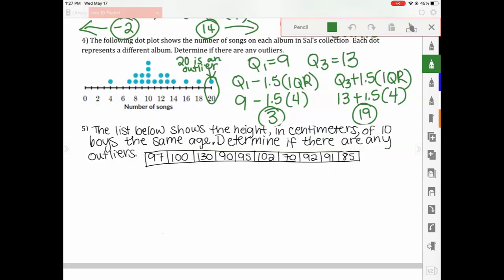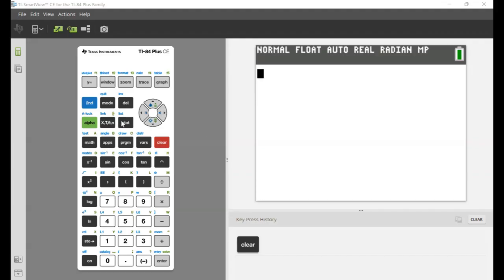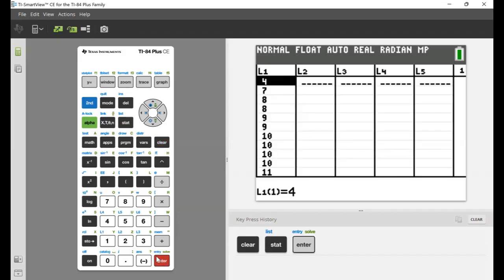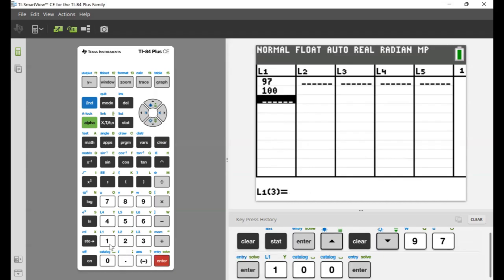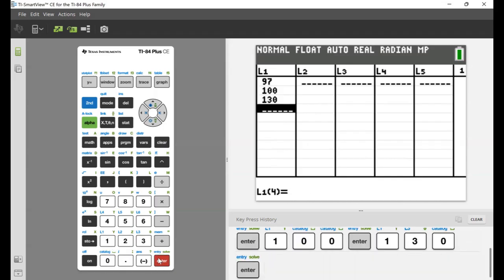Number 4 here. The list below shows the height in centimeters of 10 boys the same age. Determine if there are any outliers. So we're going to put this data set into our calculator to find our Q1 and Q3. Stat and Edit. And we're going to put all of these numbers into L1. So we're going to clear out L1. So we have 97, 100. We're just going to keep putting all of these in.